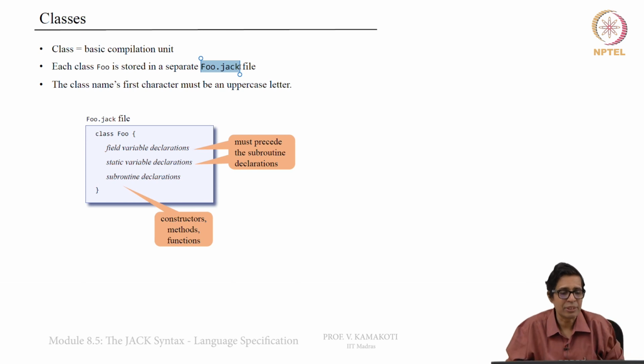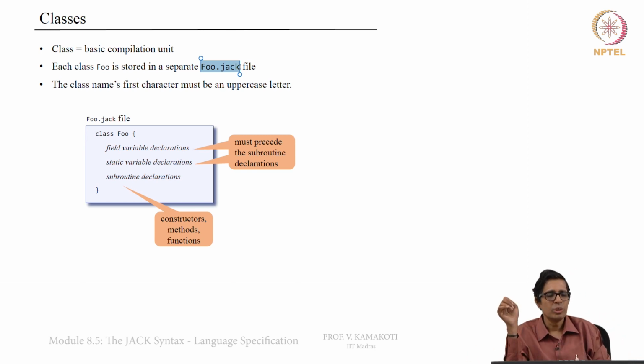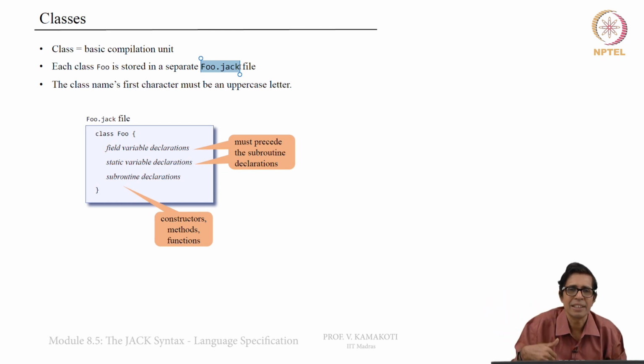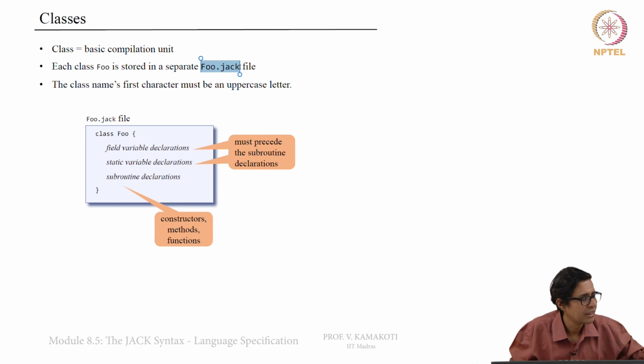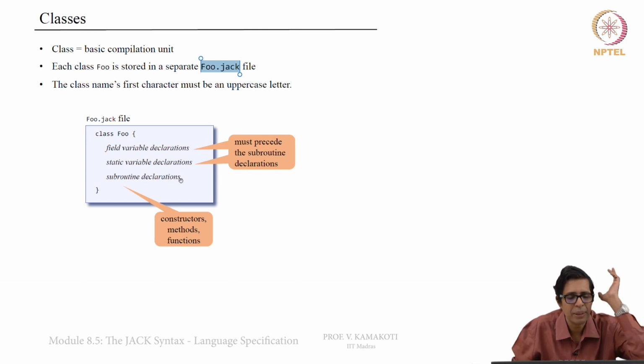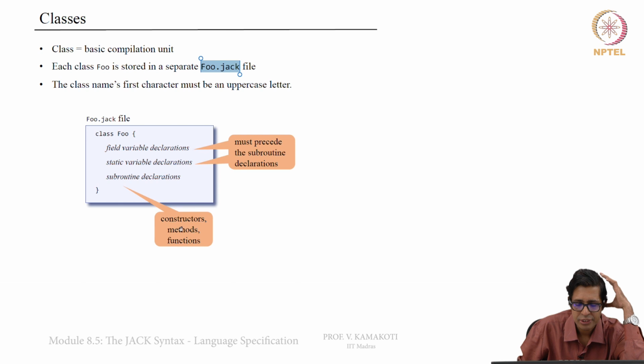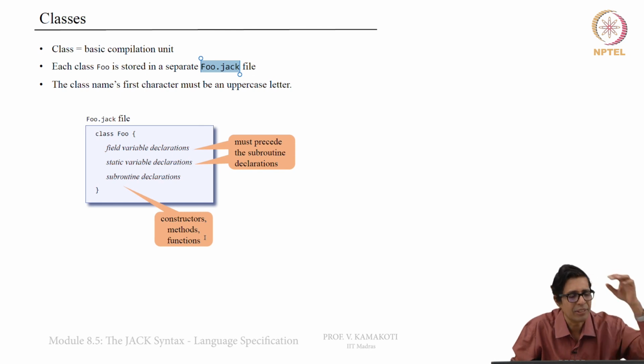And this is the naming convention. If the class name is foo, you call that file foo.jack. So if I have main.jack, the class name inside that will be main. If I have square.jack, the class name inside that will be square, etc. Similarly for subroutine declarations, there are three types of subroutines. I could have constructors, methods and functions. We have basically distinguished these three in our example.